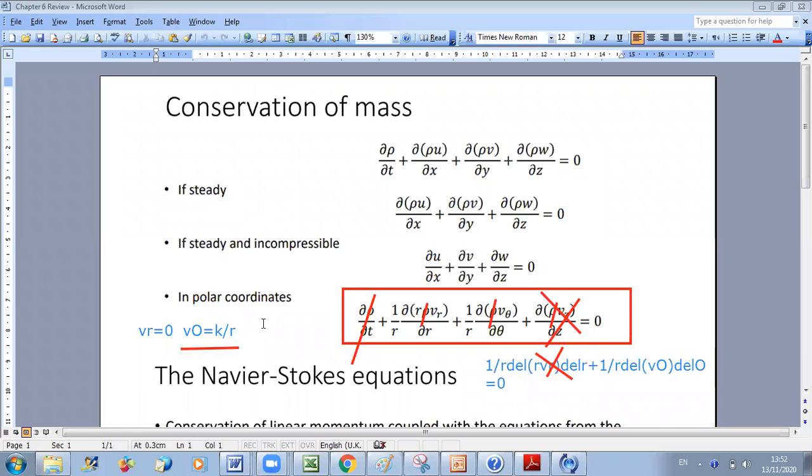This means that V theta is only a function of R. So when you derive with respect to theta, what do you get? You get 0. This derivative del V theta by del theta will be 0 because V theta is only a function of R. And then you can verify that this flow satisfies the incompressible continuity equation in polar coordinates.